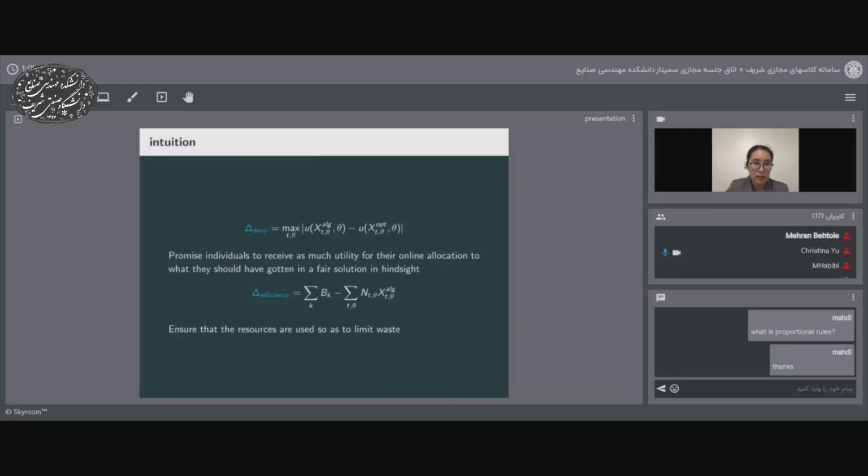All right, so the intuition, right? We care about delta NV because we want to promise individuals that they will receive as much utility from their online allocation as they should have gotten in a fair solution in hindsight. And we care about delta efficiency because we want to make sure the resources are used to limit waste.